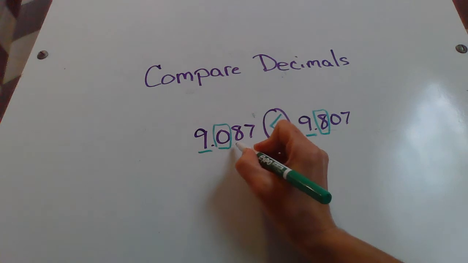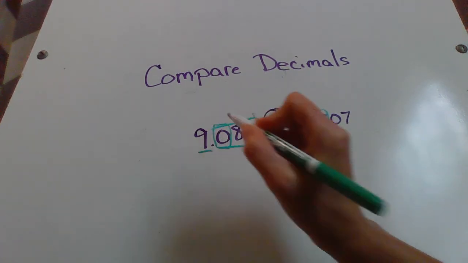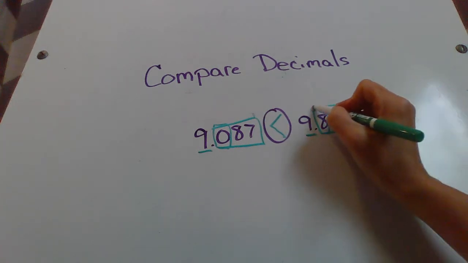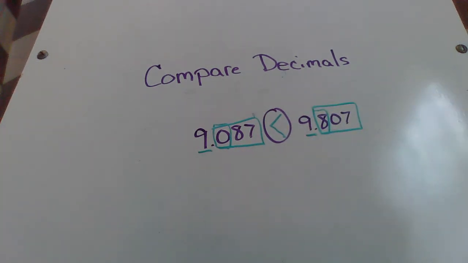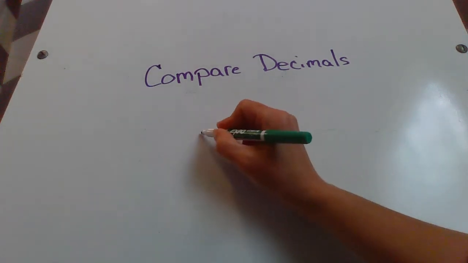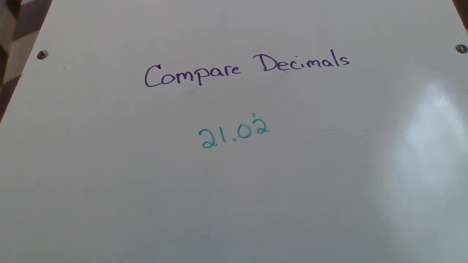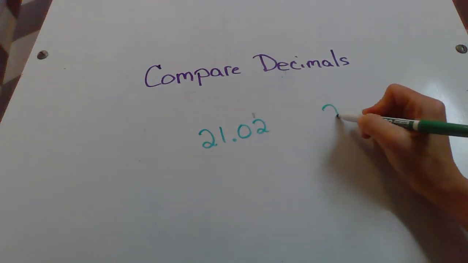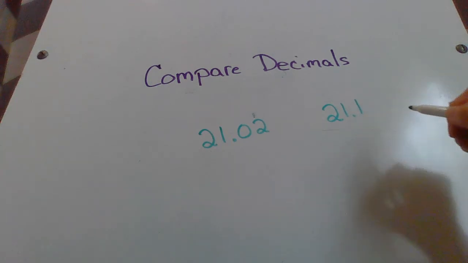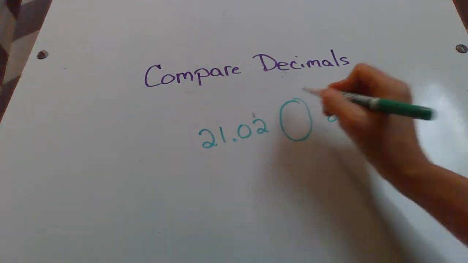Some people like to look at it as saying, instead of going place by place, looking at this whole thing as 87 and this whole thing as 807. 87 is still less than this number. So there's many different ways you can do this. I'm just going to give you one that's not on your paper. What if I have 21 and 2/10, and I'm comparing that to 21 and 2/100, 21 and 1/10, and I want to compare them.